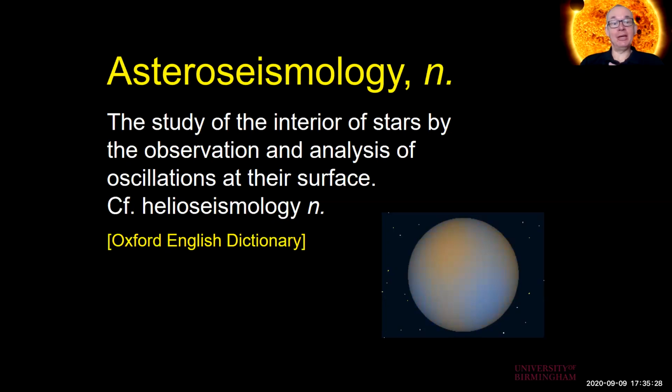So as the definition says here, and this really is in the Oxford English Dictionary, the study of the interior of stars by observation and analysis of oscillations at their surface. So stars make sound naturally in their interiors. The sound is trapped, even though a star doesn't have solid edges, it nevertheless acts as a cavity to trap the sound. You get standing waves set up then within the body of the star.